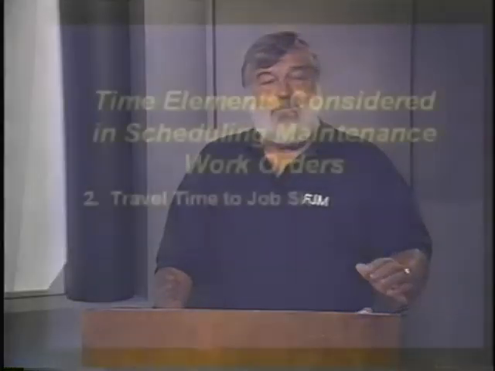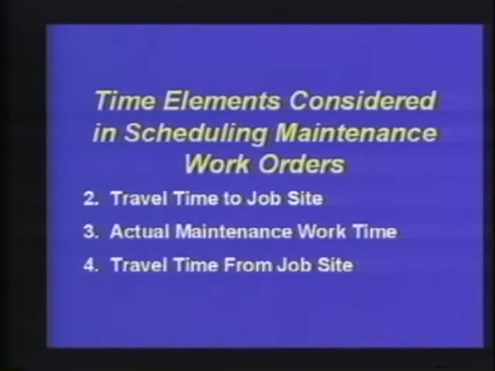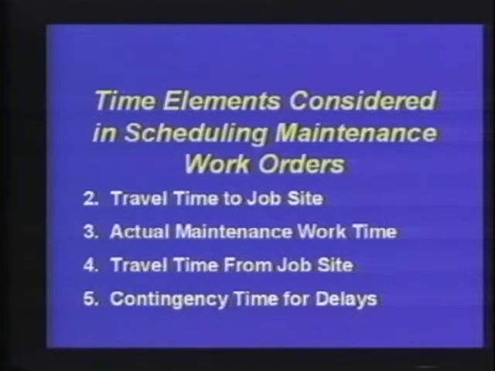The other data elements, as I've indicated in the previous exhibit, are those that are estimated by the planner scheduler, and that would be the travel to the job site, all of the data elements relative to performing the work, and then traveling from the job site. And item 5, something we didn't discuss up to this point in this seminar, and that is a contingency time for delay.